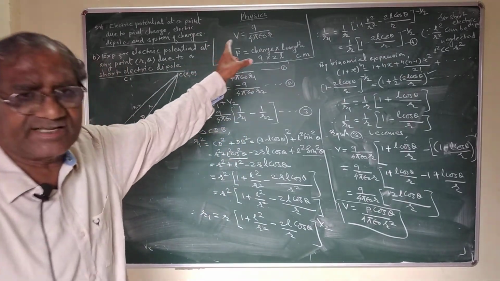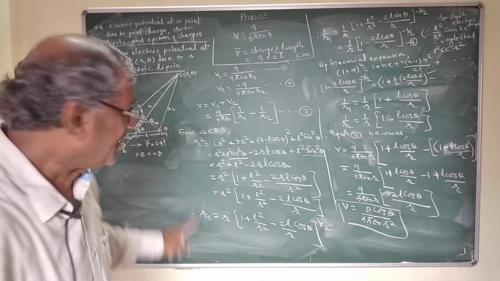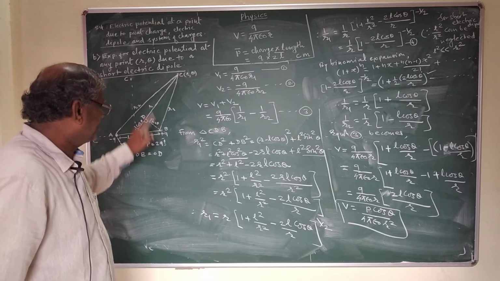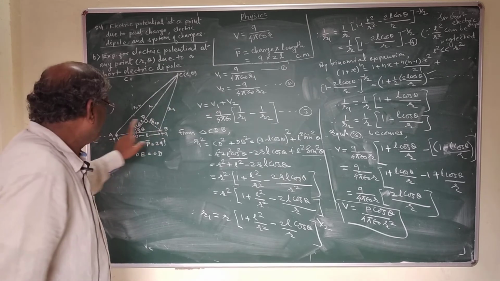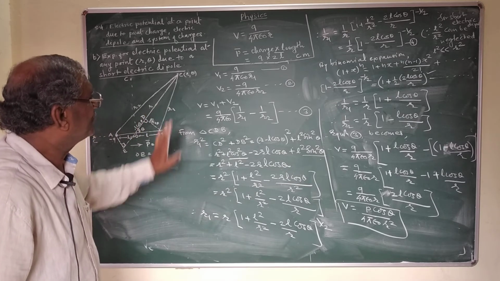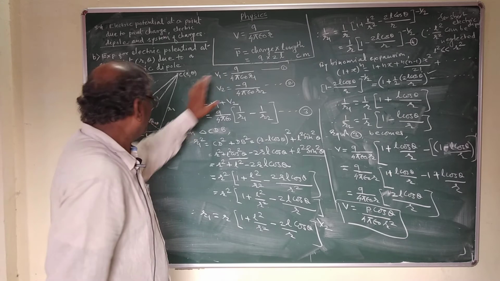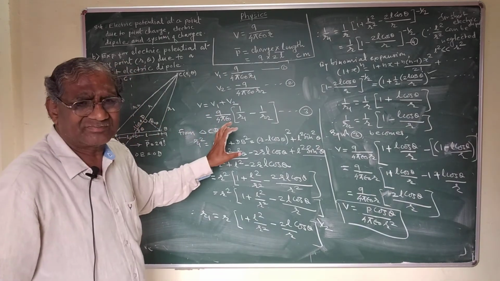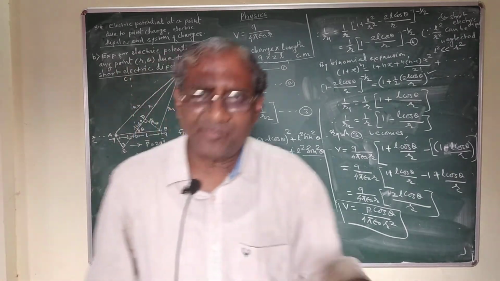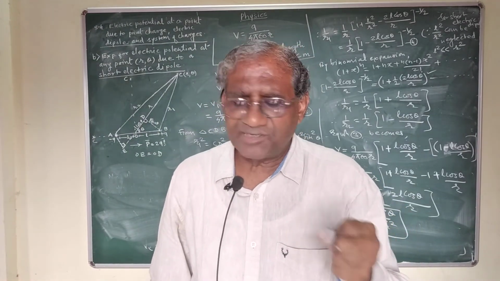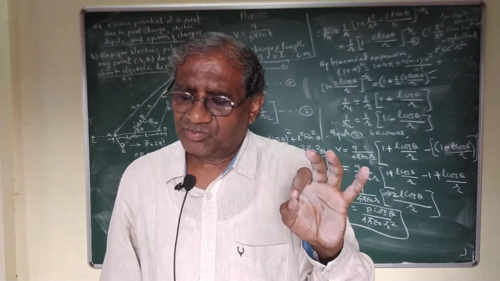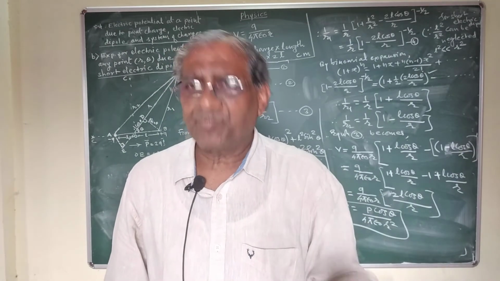By using this equation, we have to obtain the electric potential produced at point C due to this plus Q charge at B and due to minus Q charge at point A. So for this purpose, first you consider this electric dipole. Let us consider an electric dipole AB.